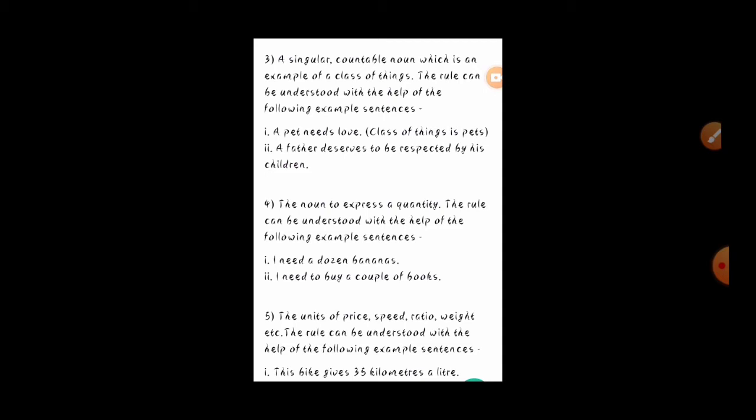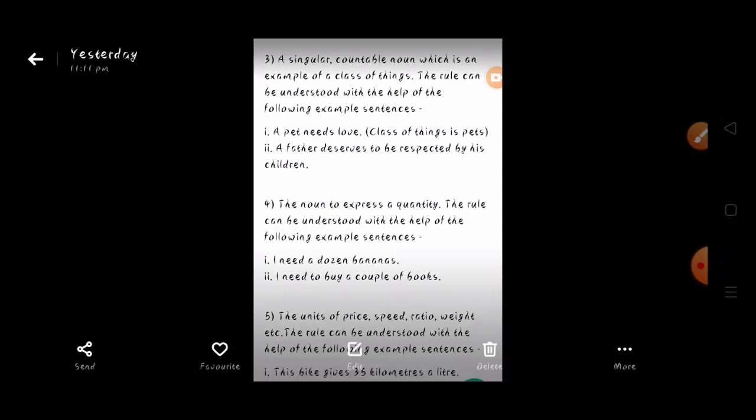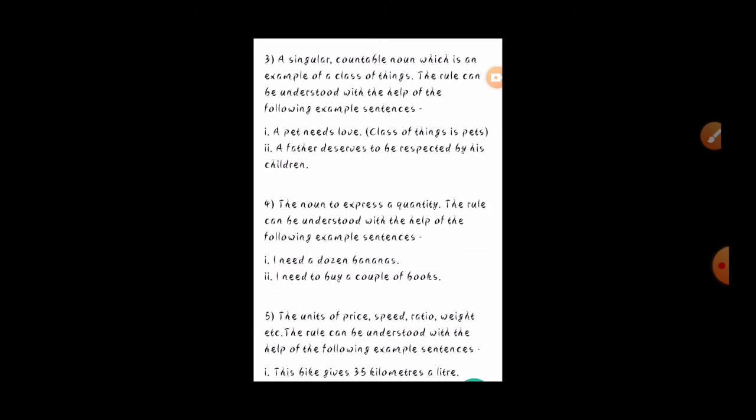Okay, did you understand? The next is the noun to express a quantity. That means the noun is used to express a quantity. In that case we are using a. So I need a dozen bananas. Second is I need to buy a couple of books. Did you understand? In this case a is used to express a quantity.